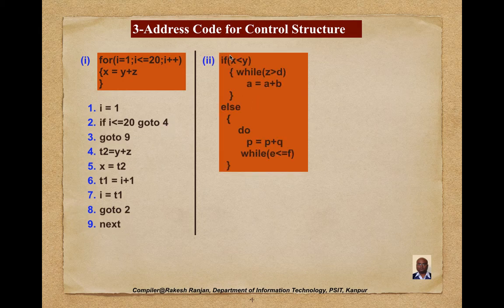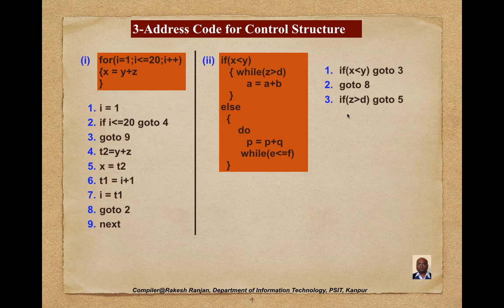Next we can have one more example. It is a little more complex example, but it's easy to write. If x is less than y, then go to 3, so that the loop can be started. Otherwise we go to line number 8. Line number 8 will implement the else part. So let us see how it can be done.